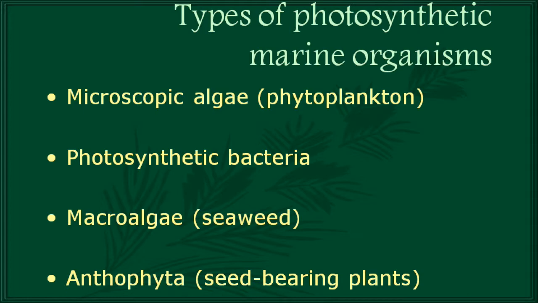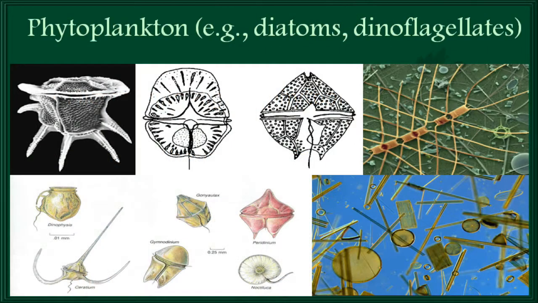And then you have your Anthophyta, or the seed-bearing plants. So in the next few slides, I'll be going through each of these in just a little more detail. So in terms of the phytoplankton, the main ones that you typically find in waters are called diatoms and dinoflagellates. And these pictures show you a variety of these different types of phytoplankton.